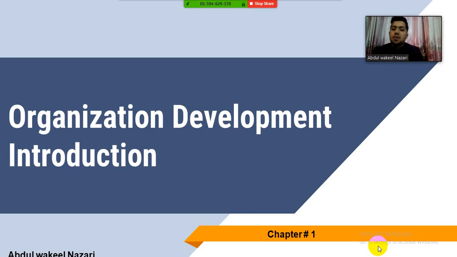The understanding of the concept of organization development, and why we are going to study it. Before starting the actual concept, we're first going to study some challenges, and through those challenges you will get to know why it is important to study organization development.